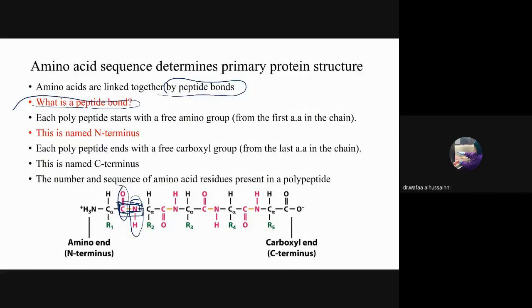Those amino acids will be linked together by peptide bonds, and then we will reach a point where we have a polypeptide. The N terminus, which is the first end, is this one. We said the N terminus is the terminus that starts or ends with nitrogen, and the C terminus is the one that ends with carbon. The number and sequence of amino acid residues present in a polypeptide determine the type of protein and the structure and the function of the protein.